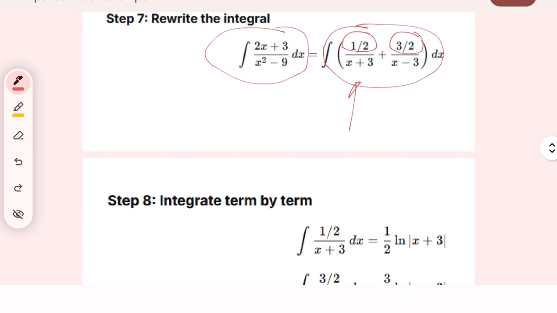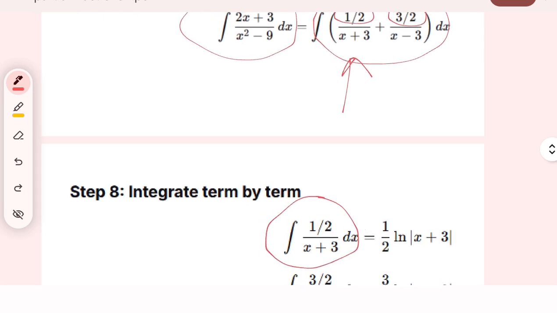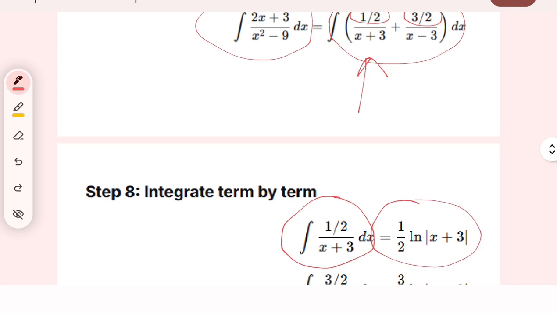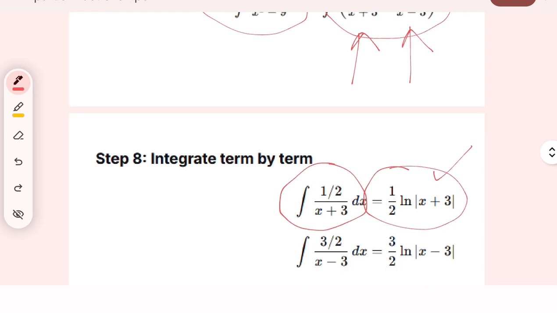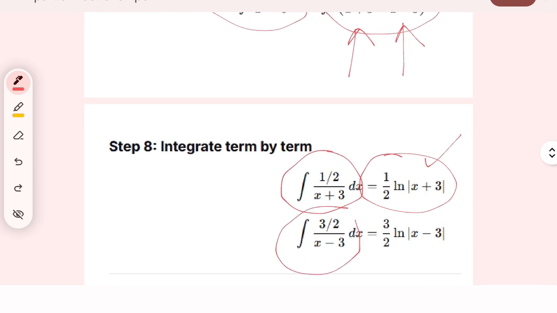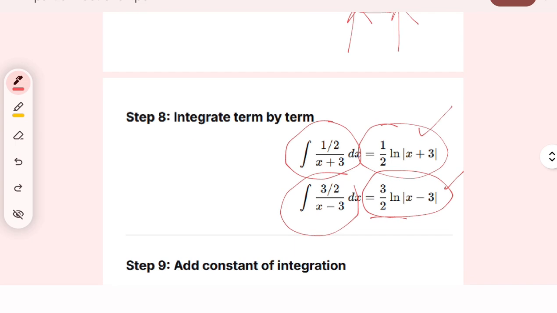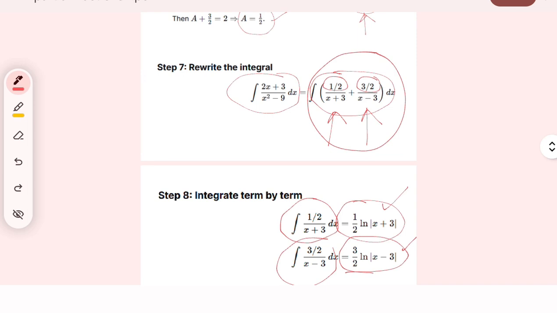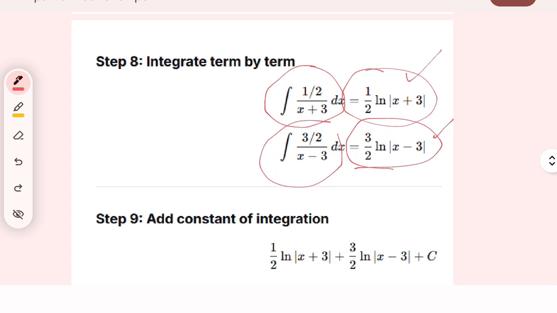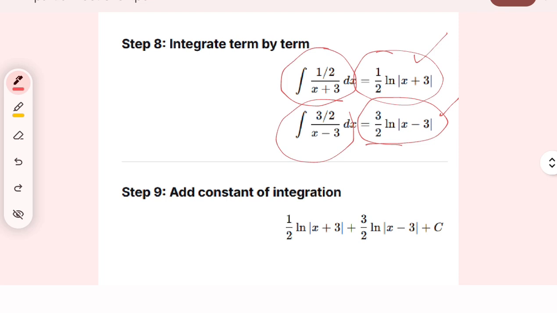Let's integrate first the one that has a. The integral of this is actually 1/2 ln of x plus 3. All right, next we will integrate this one. The integral of that one is 3/2 ln of x minus 3. All right, so we integrated both now. And what we do is we add them, because that's what we have here, right? So we add these two. This is the first one, and the second one is this.